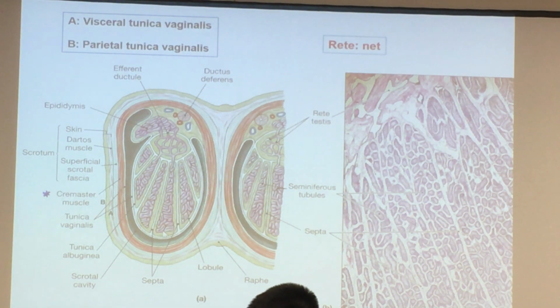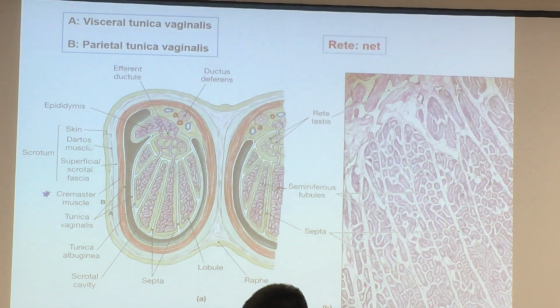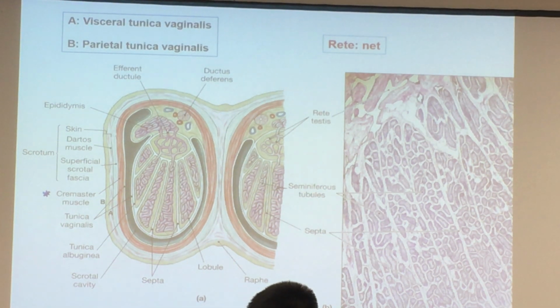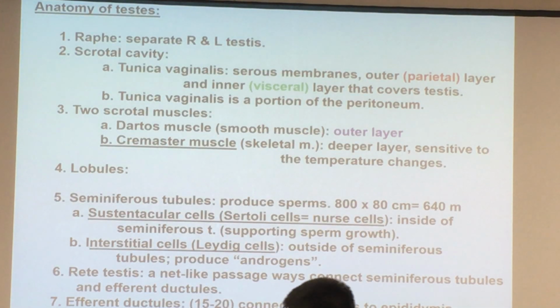And you look at the muscle. The red color here is the cremaster muscle. It covers the testes and the spermatic cord all the way up. The other one, with a little lighter color here, is the dartos muscle. It only covers the surroundings of the scrotum. So they are a little bit different.